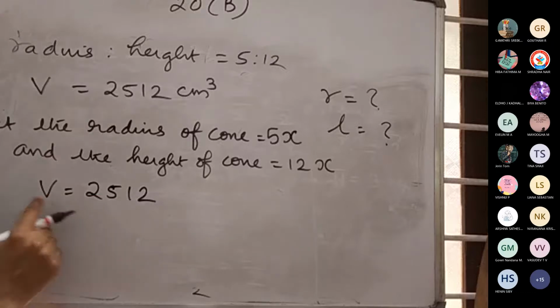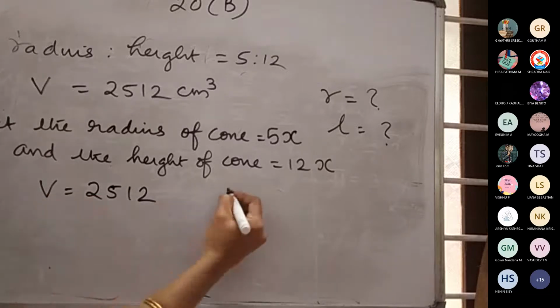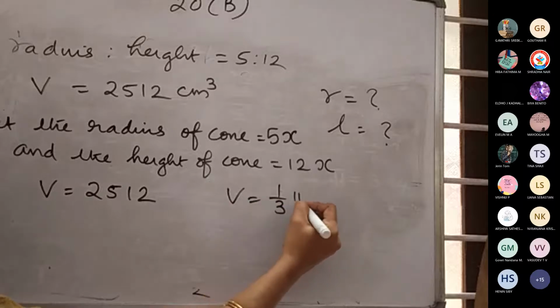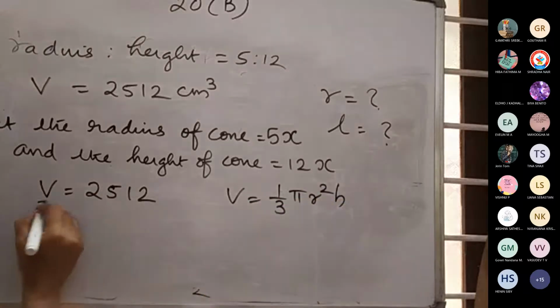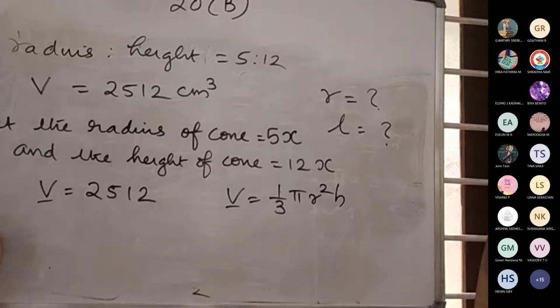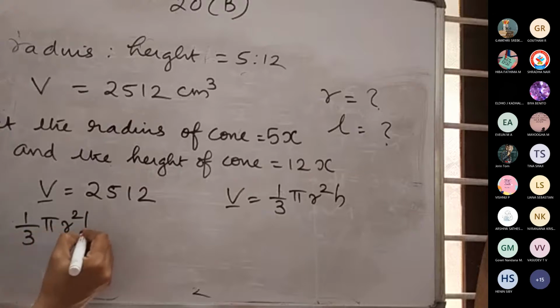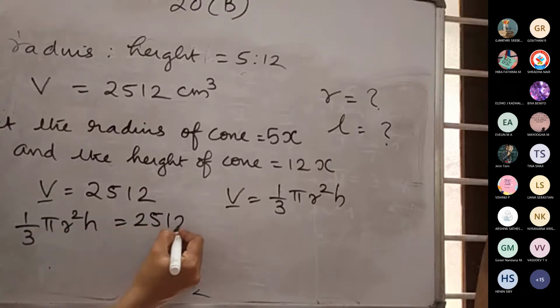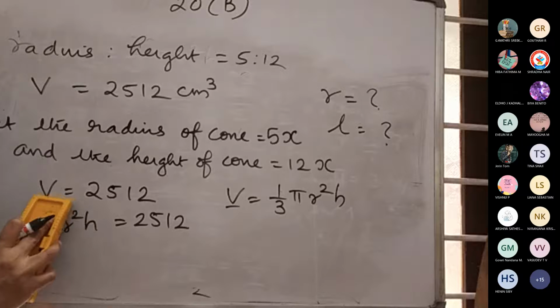We know the volume of the cone formula, so instead of this volume we can substitute the value. Volume of cone is equal to 1/3 pi r square h. So we can equate these two. 1/3 pi r square h is equal to 2512. That means volume is given as 2512. Up to this understood or not? Write down. Any doubt in this? Is it clear? Yes, ma'am.